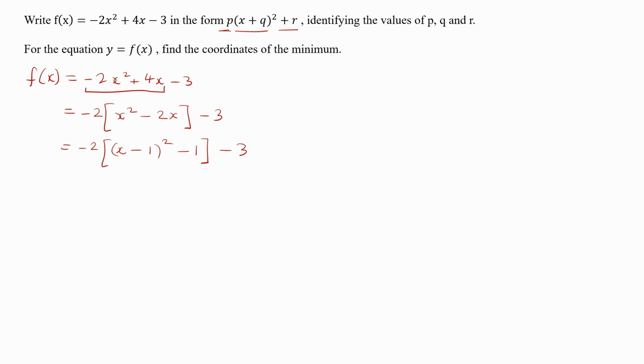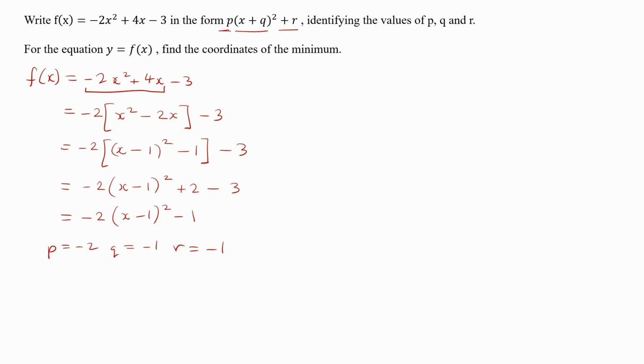Now I'm going to expand that square bracket, and that's now going to be further simplified to give me my final answer of minus 2 times the open bracket x minus 1 all squared, minus 1. So I can identify that p equals minus 2, q equals minus 1, and r equals minus 1.